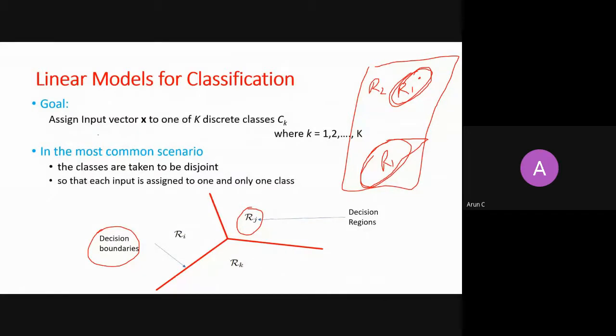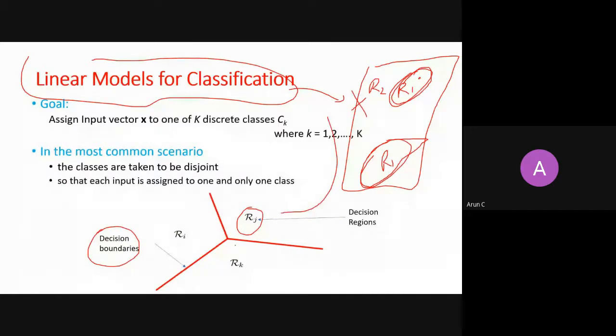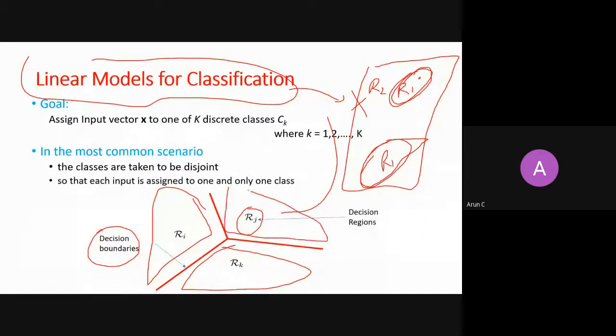For this linear model for classification, we will never end up in this state. We will always end up in this kind of state, where a region is nothing but connected components, and these connected components are convex in nature.